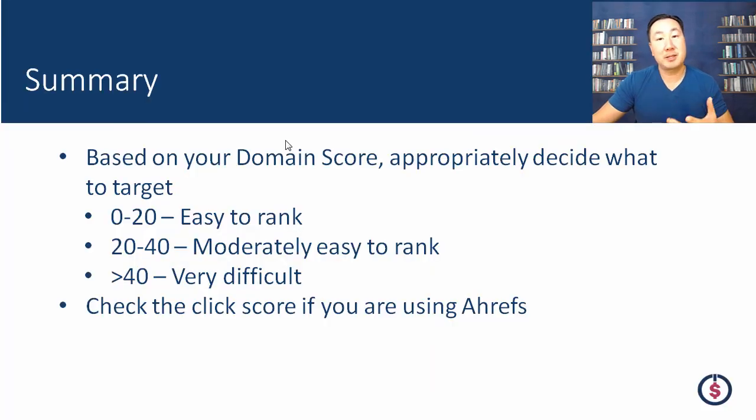So to summarize the keyword research part of the lecture, you want to start out with the seed keyword, and then type it into a tool like Ubersuggest or Ahrefs, get a whole bunch of keyword permutations, and find the one that gets good search volume and is within your competition parameters. Based on your domain score, you want to appropriately decide what to target. So 0 to 20, easy to rank; 20 to 40, moderately easy; and greater than 40, very difficult. If you're just starting out, I would look for rankings in the 0 to 10 range just to start out and then gradually build your way up. And then you also want to check the click score if you're using Ahrefs to make sure that Google is not stealing the answer in the search results.